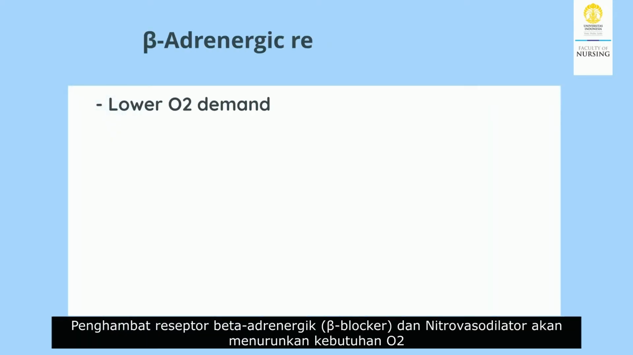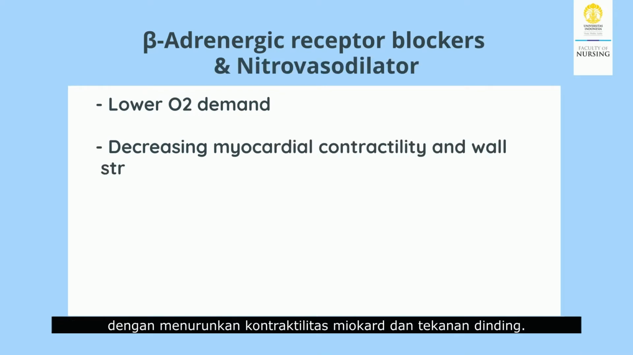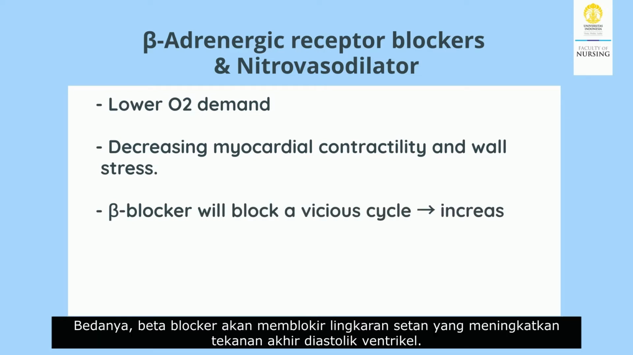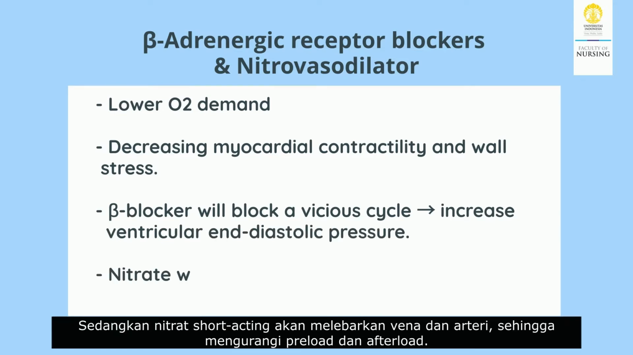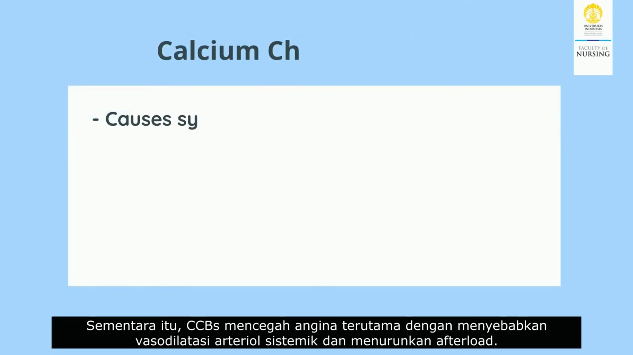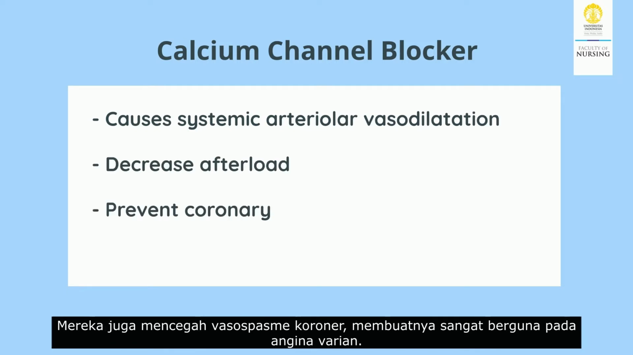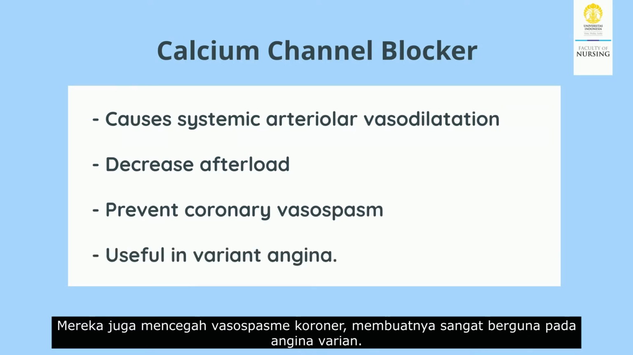Beta-adrenergic receptor blockers or beta blockers and nitrovasodilator will lower O2 demand by decreasing myocardial contractility and wall stress. The difference is beta blocker will block a vicious cycle that increases ventricular and diastolic pressure, while short-acting nitrate will dilate veins and arteries, thus reduce preload and afterload. Meanwhile, CCBs prevent angina mainly by causing systemic arteriolar vasodilatations and decreasing afterload. They also prevent coronary vasospasm, making them particularly useful in variant angina.